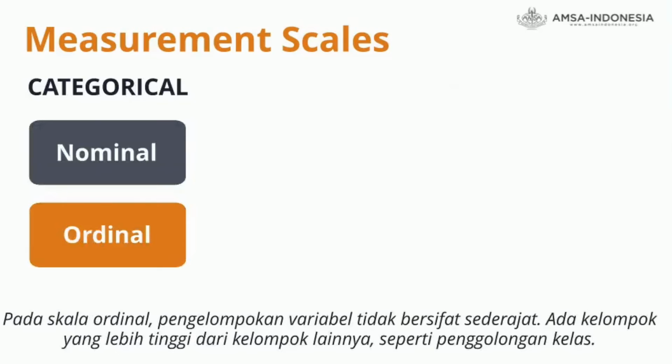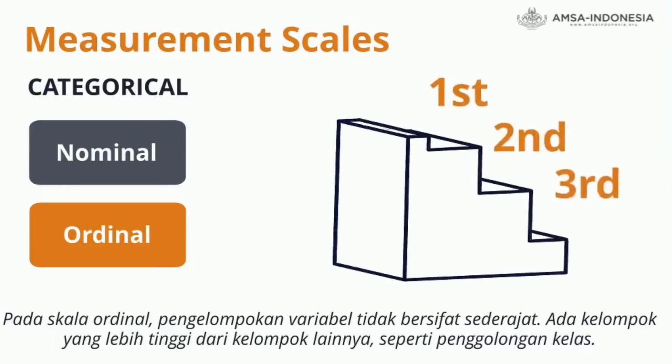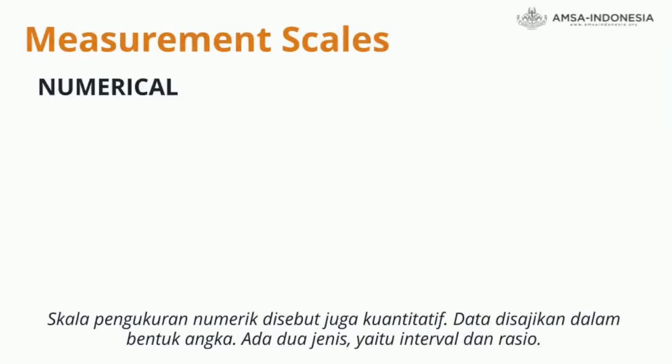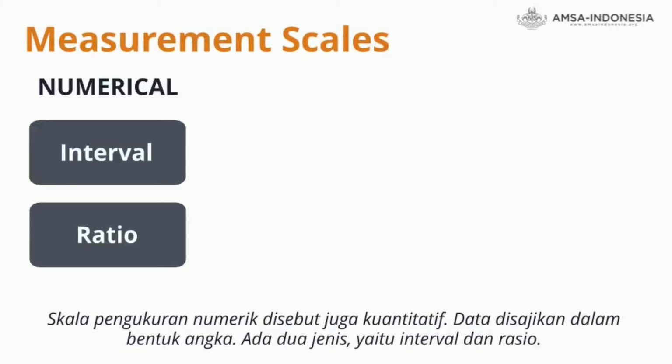In ordinal scale, the variables are not equal, where there is a group that has a higher level than the other. An example is categorizing classes. Numerical scale is also known as quantitative scale. The data is displayed by numbers and can be further divided into interval and ratio.